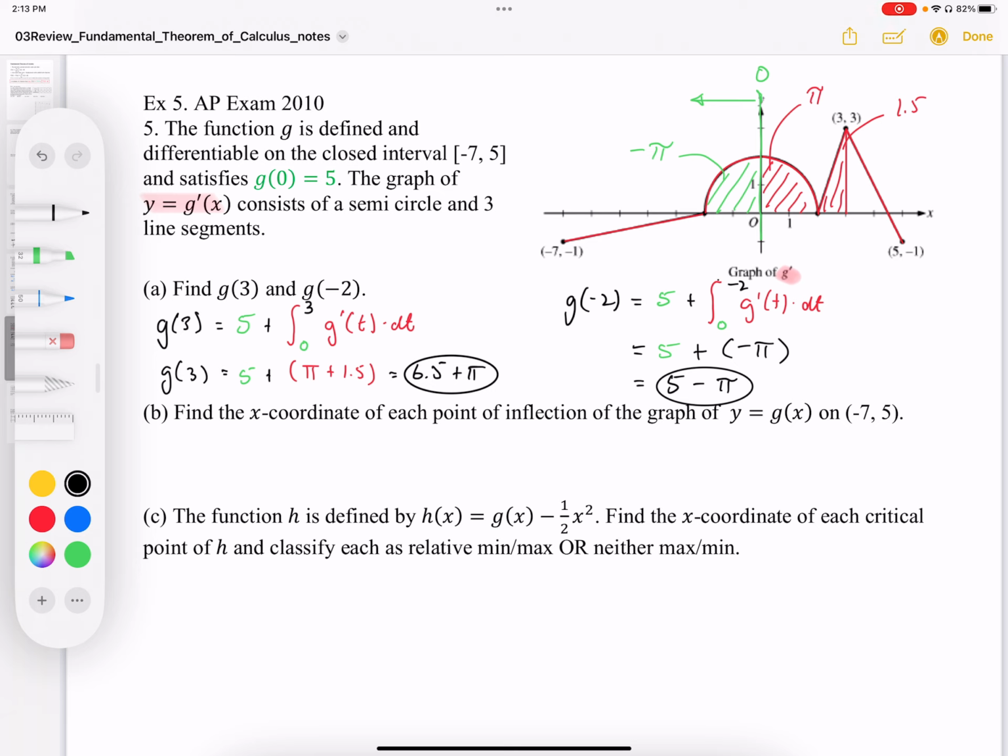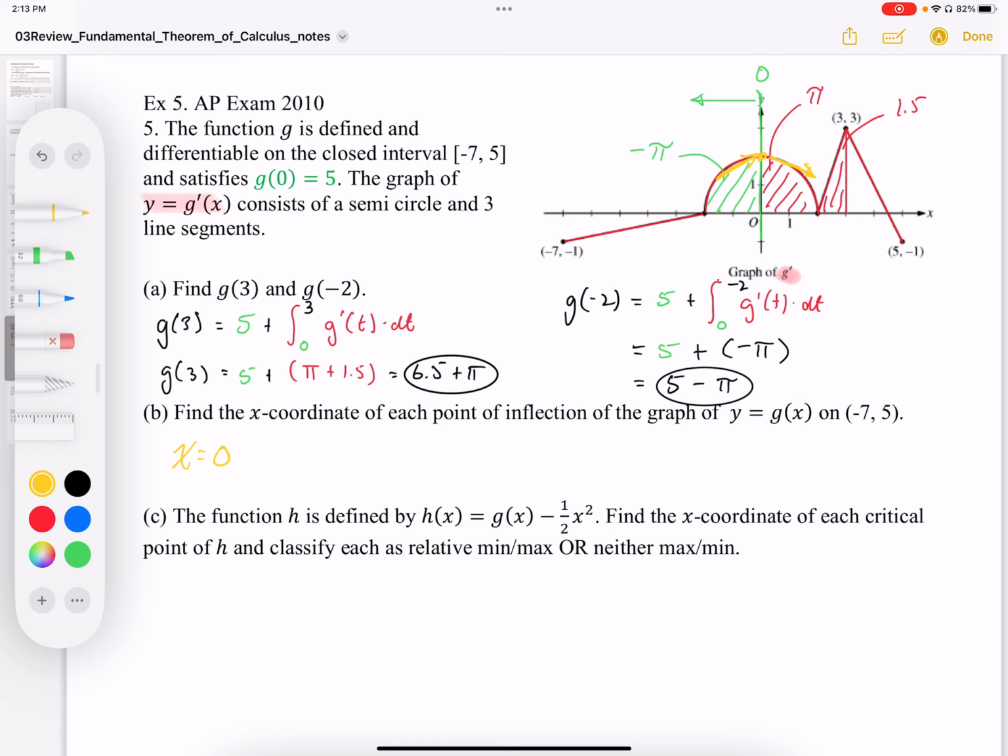Well, the change in direction is going to occur here. We're going up, we're going to have a 0 slope, and we're going down. Okay, so that's 1 point. So at x equals 0, there's a change in direction, and that is a point of inflection.